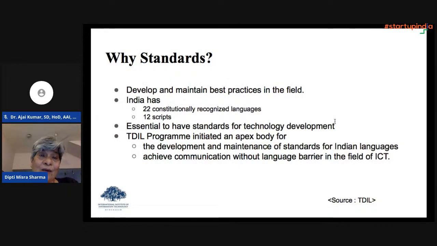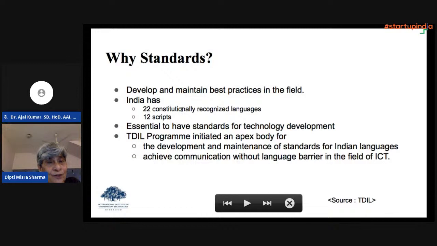Why standards? Now, when one talks of standards, why can't we do our own things in our own way? Of course, I'm sure most of you who are already trying to deal with some of these technologies would understand that standards play a critical role. Interoperability: if we want the modules and small tools to interact with each other, there have to be some standards which are followed, and that's why these are the best practices in the field.